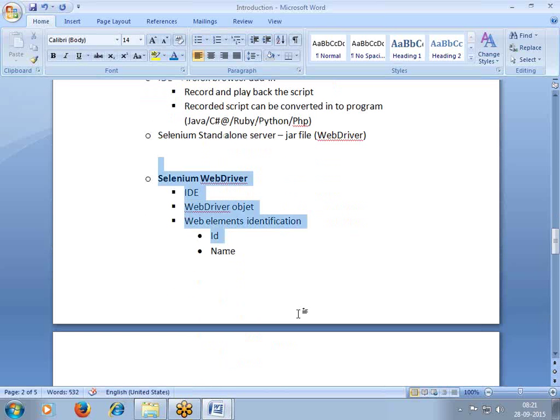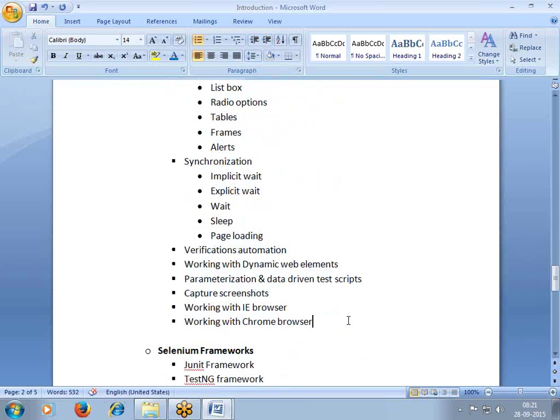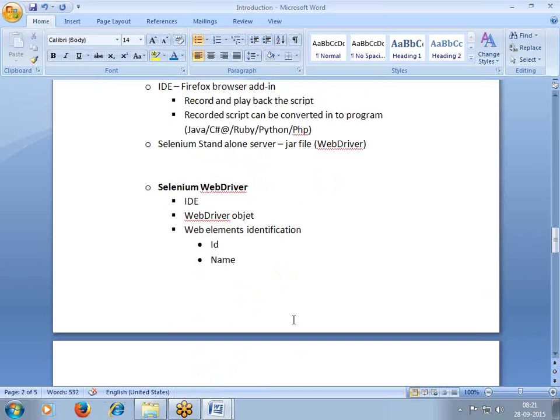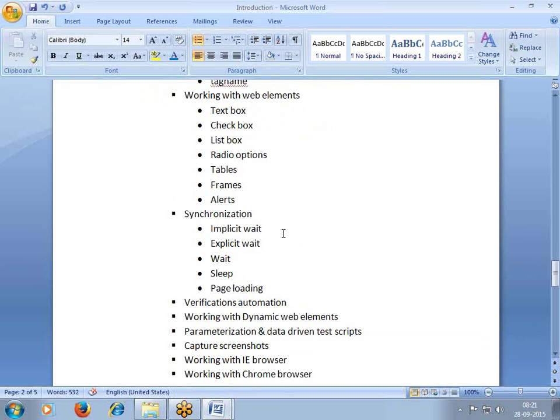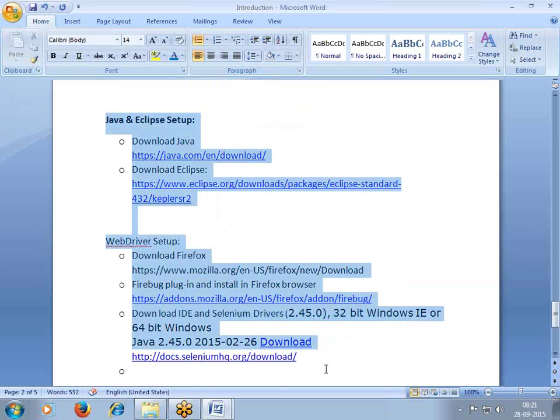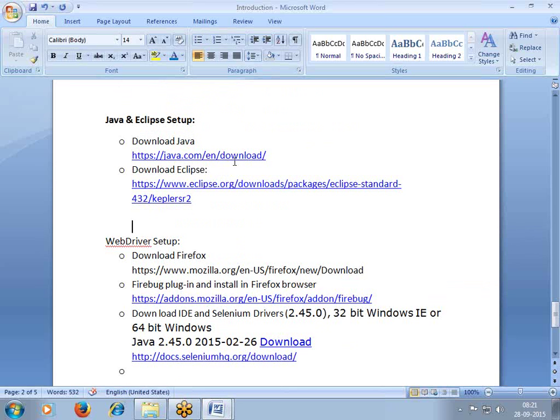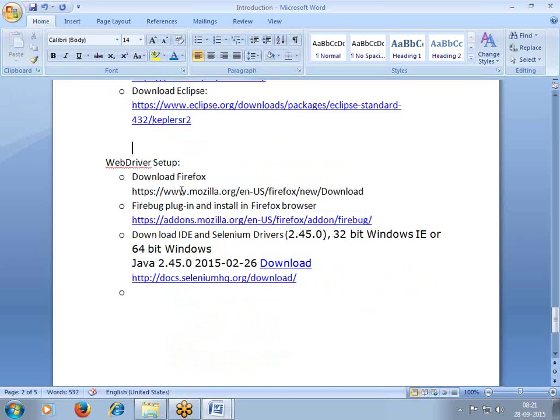These are all the contents we are going to discuss in Selenium 2, Selenium WebDriver. These are all the topics and concepts we are going to discuss. I have given them topic-wise, and frameworks, and here I have given the things we have to download. I'll share this document. So you go to this link first to install Java, and then download Eclipse, and after that install Firefox. After that, install Firebug. After that, install IDE. Just download. I'll show you how to install all those things in tomorrow's session.